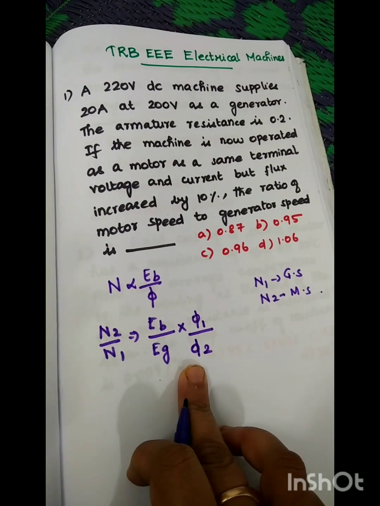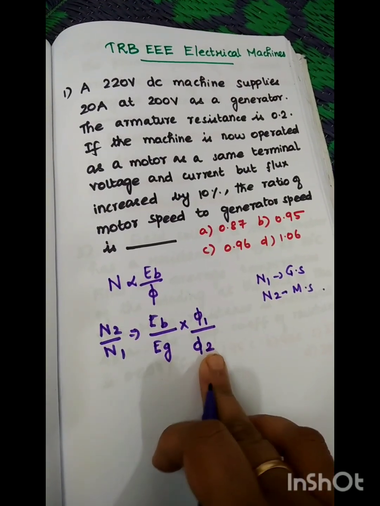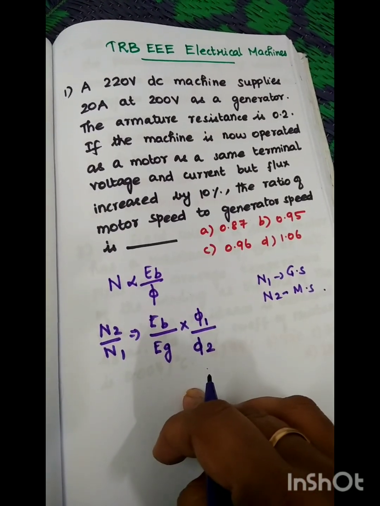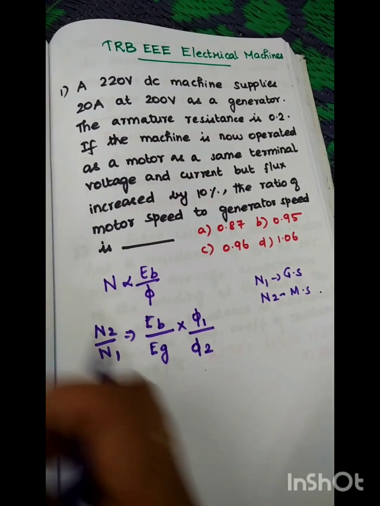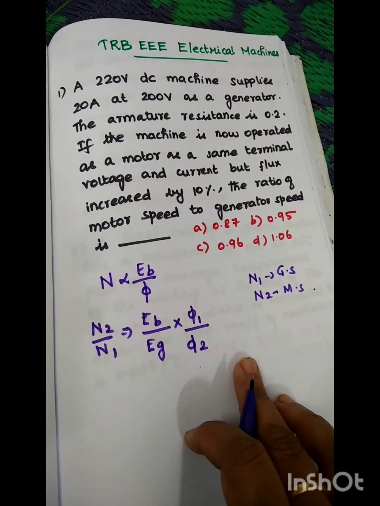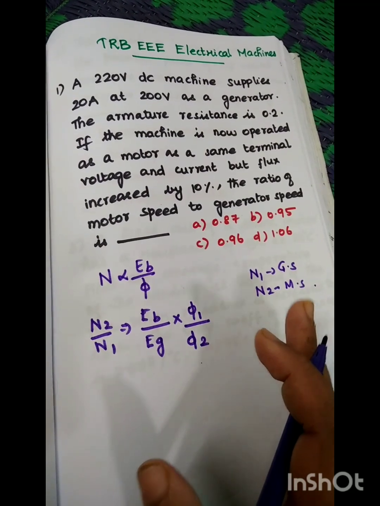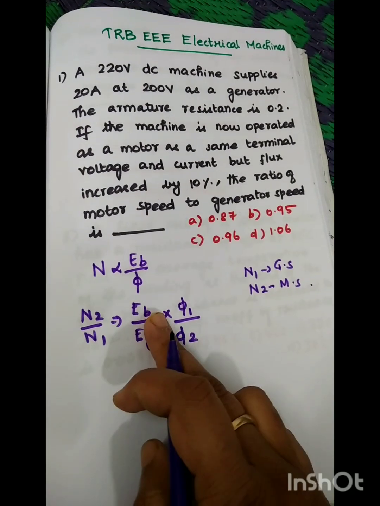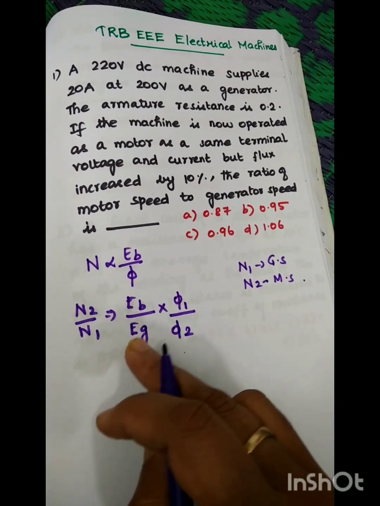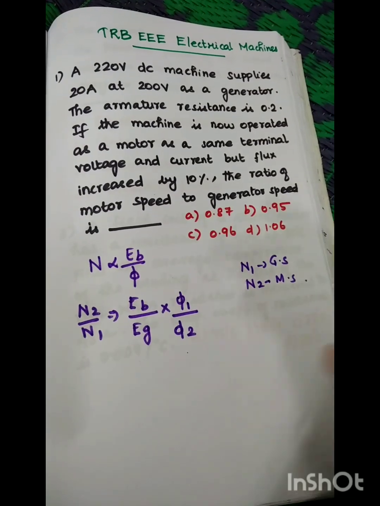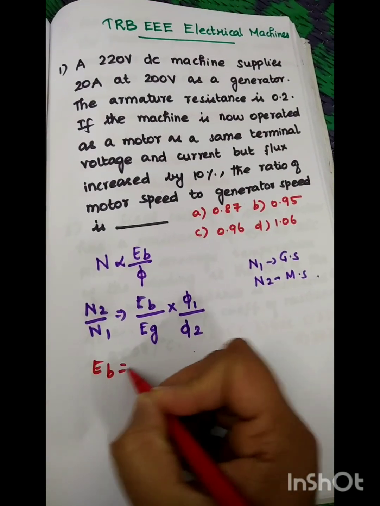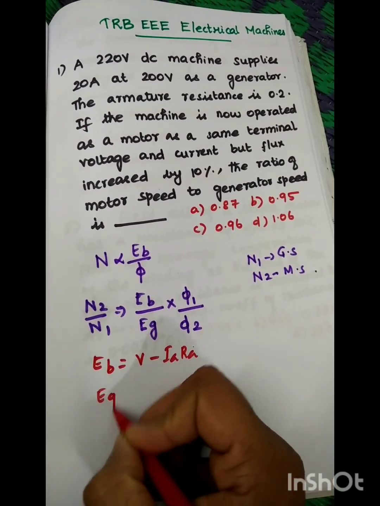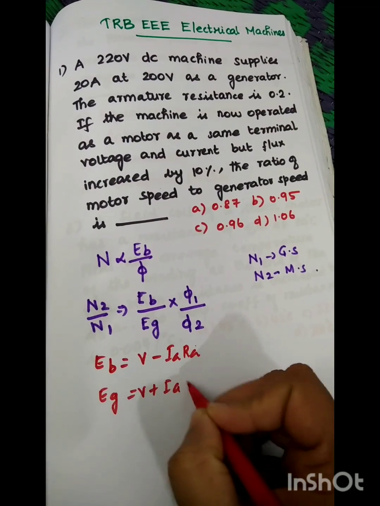So we know the relationship between the speed N, EMF and the flux. N2 by N1 is equal to EB by EG into phi1 by phi2, because EB is equal to N phi PZ by 60A. So we know all the formulas related to that. Now they are asking N2 by N1. Before that, what is the back EMF EB and what is the generator EMF EG? EB is equal to V minus IA into RA. EG is V plus IA into RA.